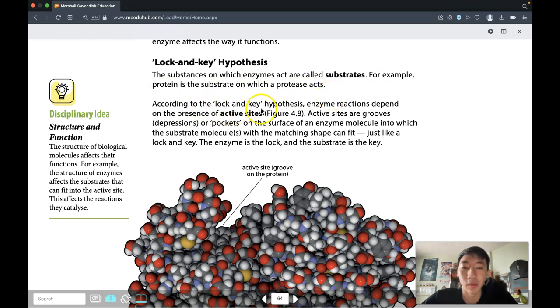According to the lock and key hypothesis, enzyme reactions depend on the presence of active sites. Active sites are grooves or pockets on the surface of an enzyme molecule into which the substrate molecule with the matching shape can fit, just like a lock and key. The enzyme is the lock and the substrate is the key.